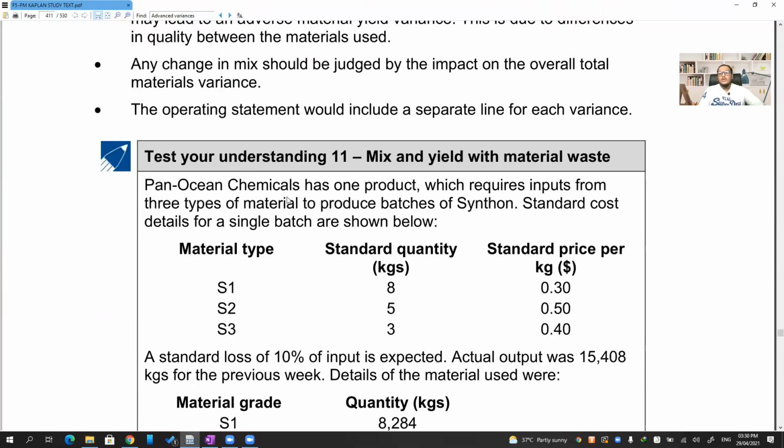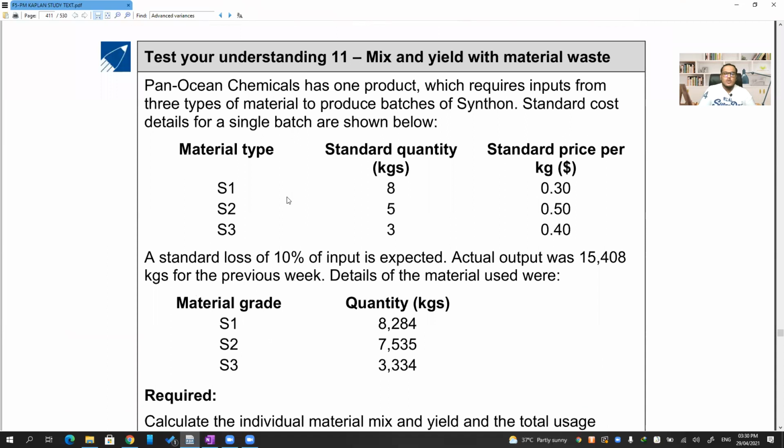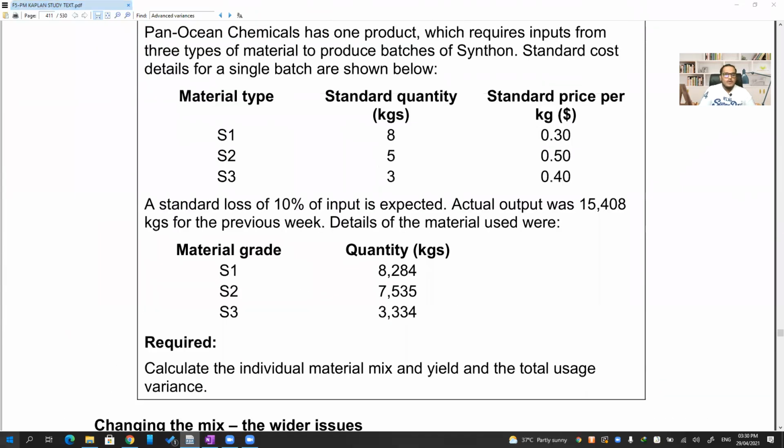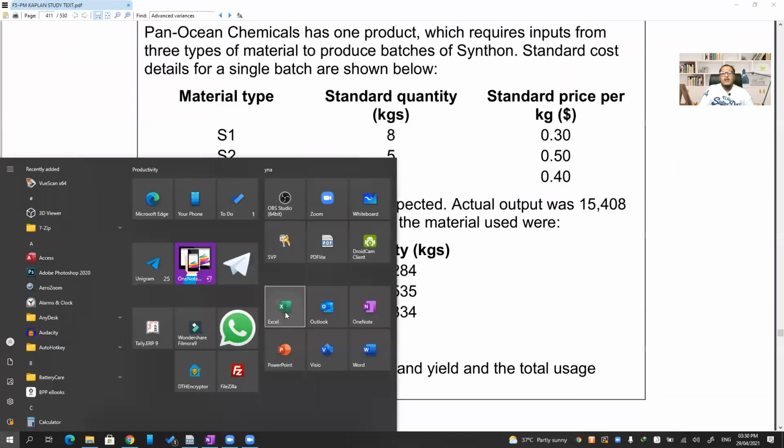So now let's see this. We are going to do this particular question without any further ado. Let me go very quickly to Excel and we'll go further.